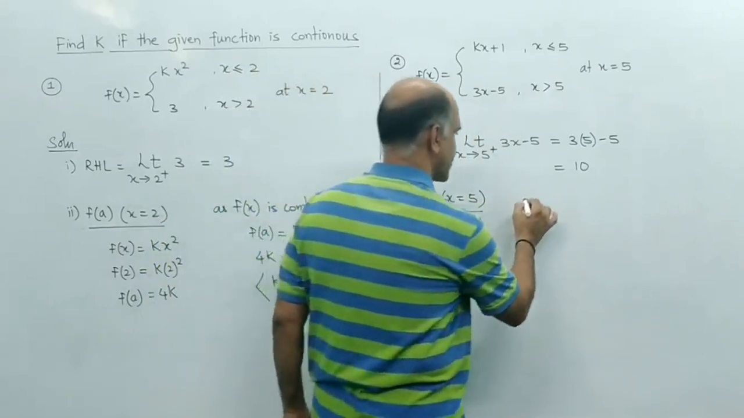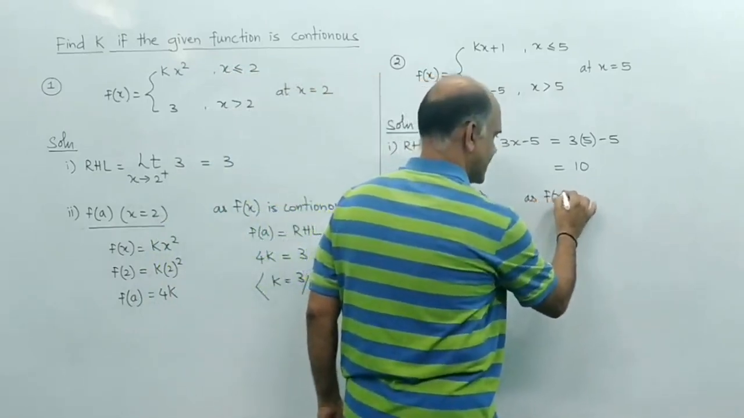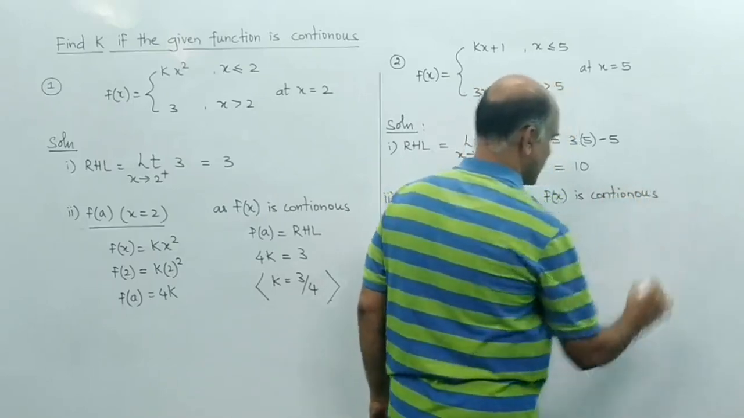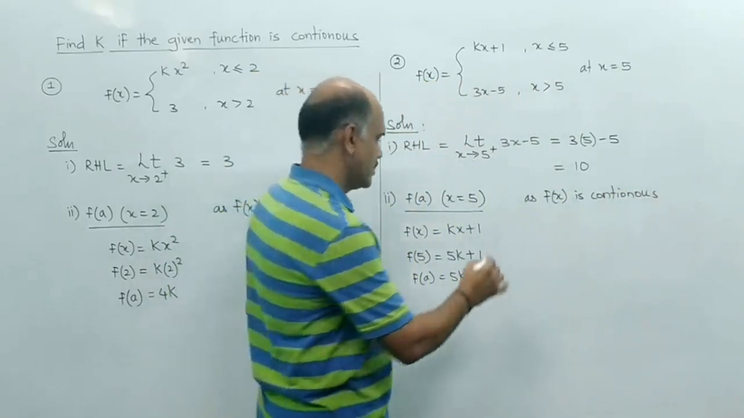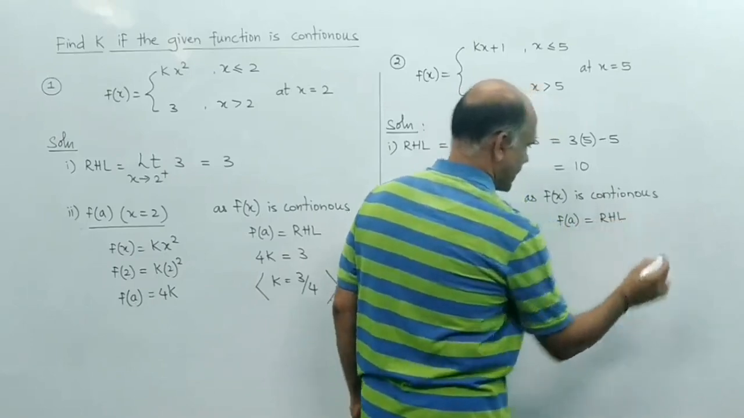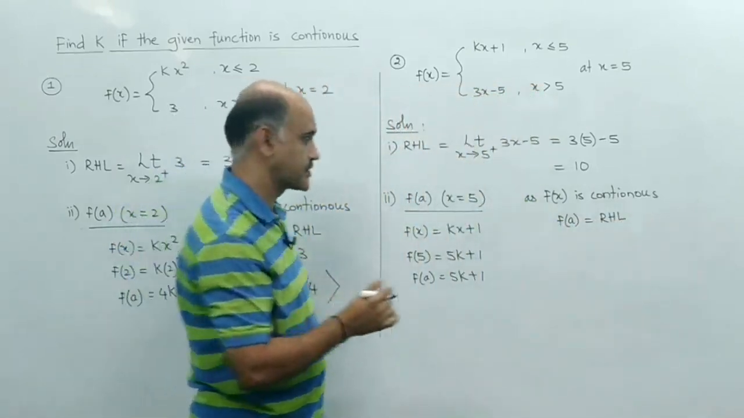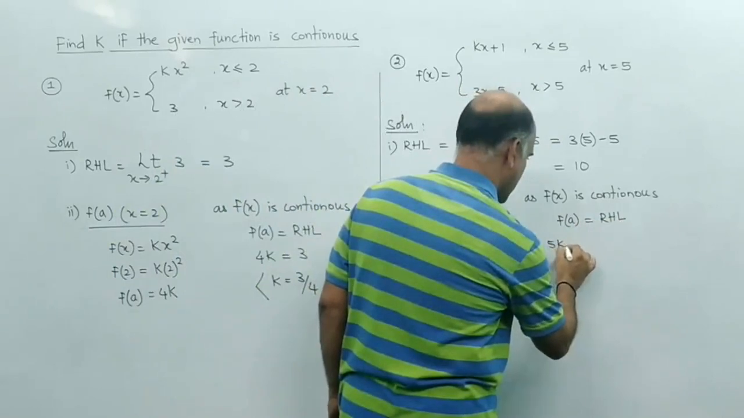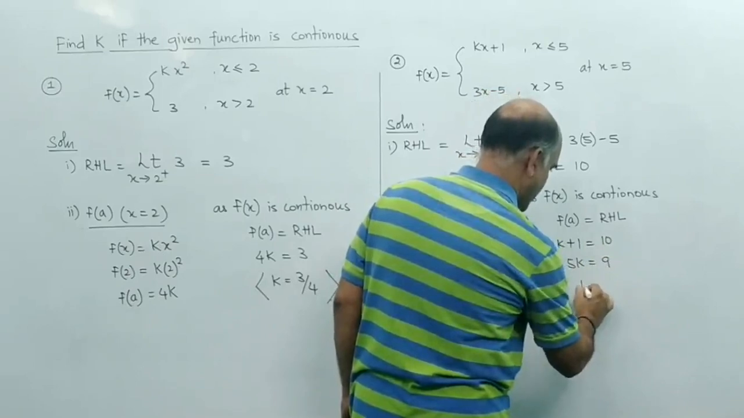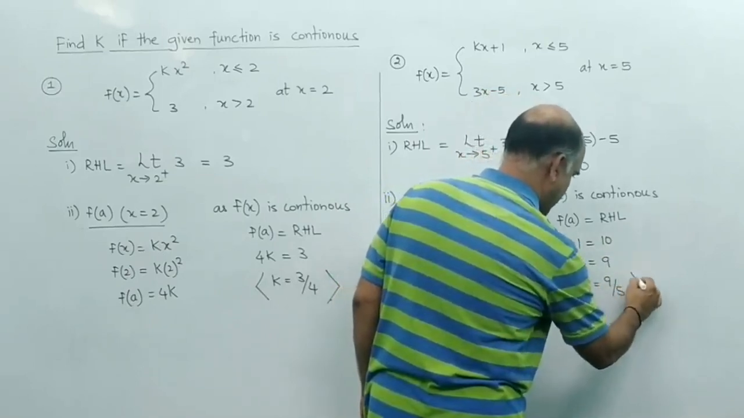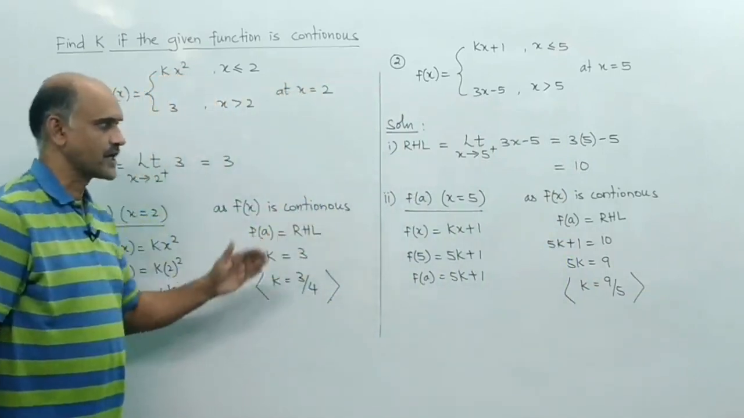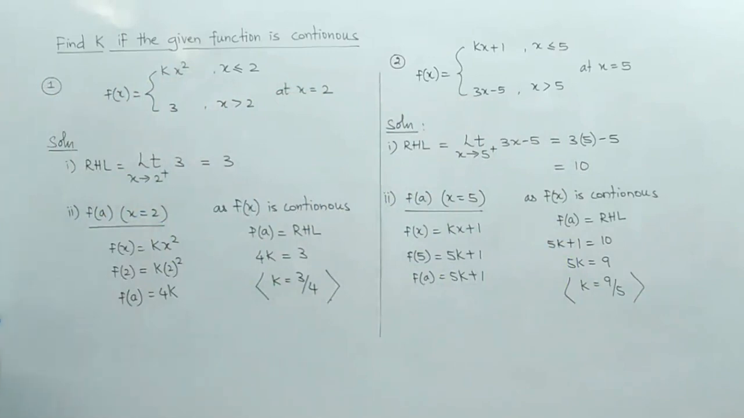As the function is continuous, as f of x is continuous, you will have f of a is equal to RHL. Substitute: 5k plus 1 is equal to 10. So you will have 5k is equal to 9. Therefore k is equal to 9 by 5. Clear, students? You can note it, then we will see the next problem.